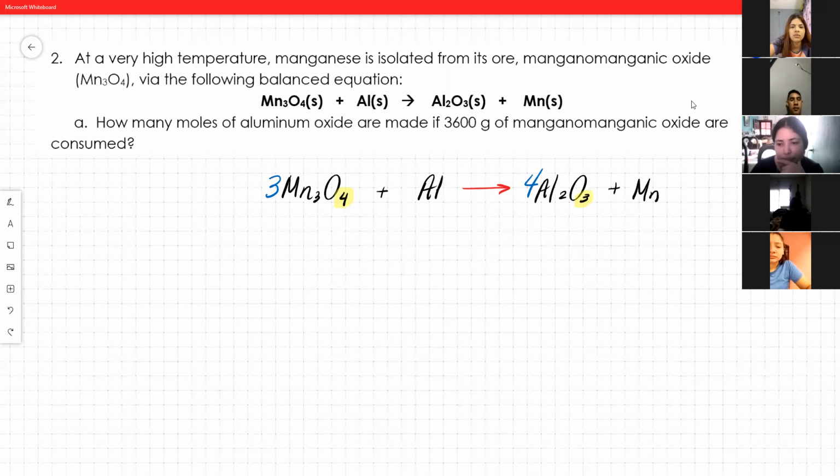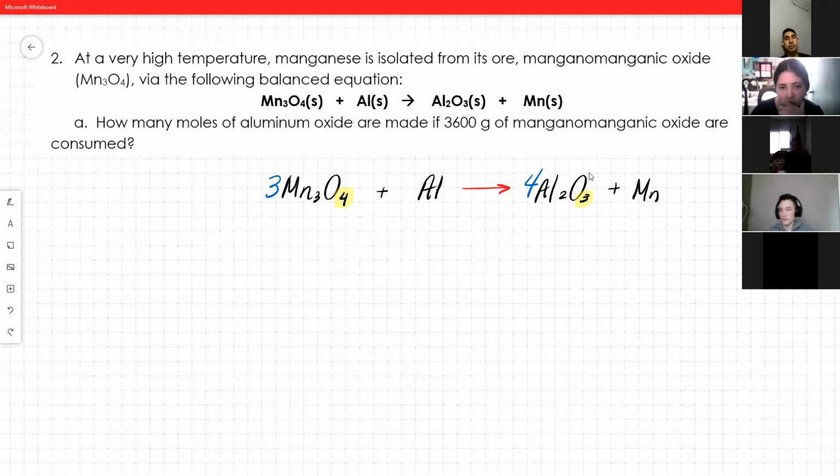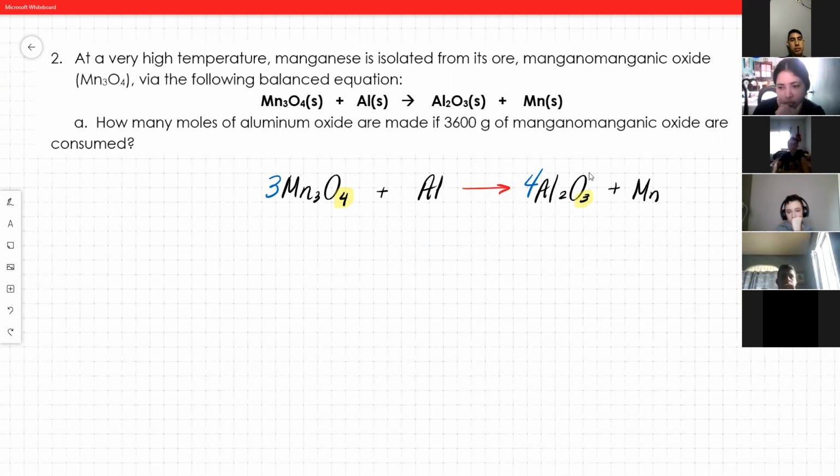Now from this, you can have your oxygens balanced. Doing that, you have your oxygens balanced. Now, what do you need to balance? What about aluminum? How many aluminums do you need? 4 times 2, 8. So you need 8 aluminum. So you need to put 8 before aluminum.